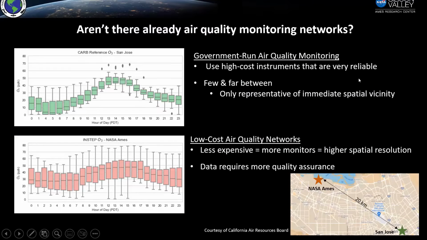So you may be thinking, with the low-cost air monitoring network, aren't there already air quality monitoring networks? Doesn't NASA and the government already have a lot of really expensive air quality instruments that we can use? So the answer is yes, but there's still a lot that we're able to add to those.